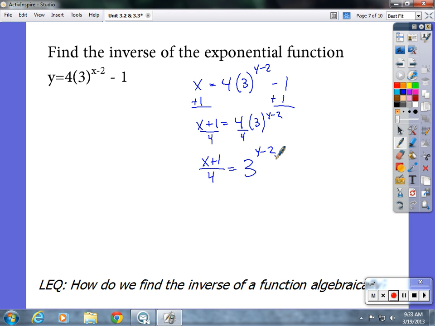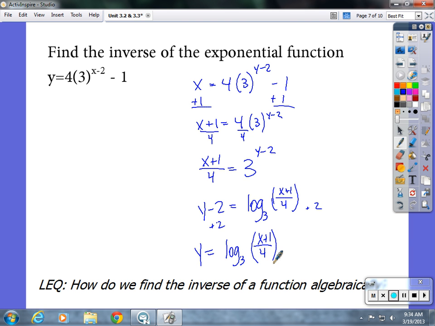Now that we have the y in the exponent, the only way to get a variable out of the exponent is to convert this exponential function to a logarithmic function. So when we do that, we're going to end up with y minus 2 equaling log base 3 of x plus 1 over 4. There's a separate lesson on converting these that you can feel free to view as necessary. And then last, to get the inverse, y, we're going to add 2 to both sides. So our inverse function ends up being the log base 3 of x plus 1 over 4, plus 2.